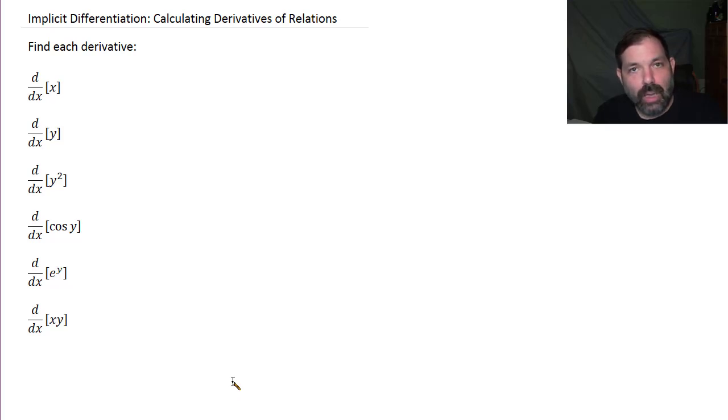Hello again. Now that we've developed and learned how to use the chain rule, there are some other situations where we can learn to use it. One of those situations is what's called implicit differentiation.